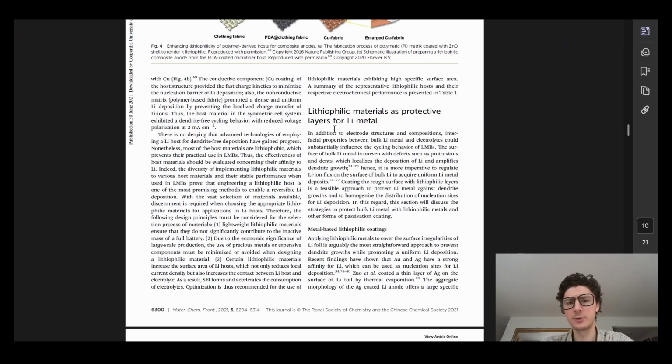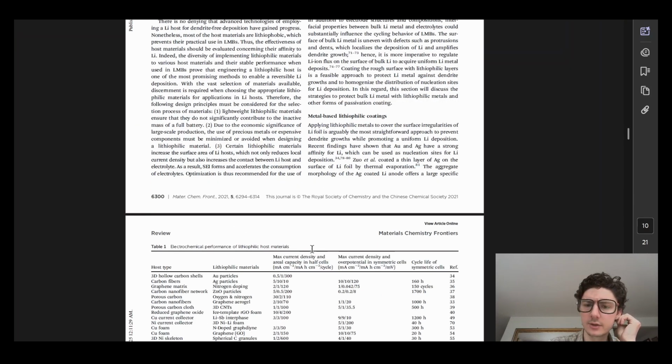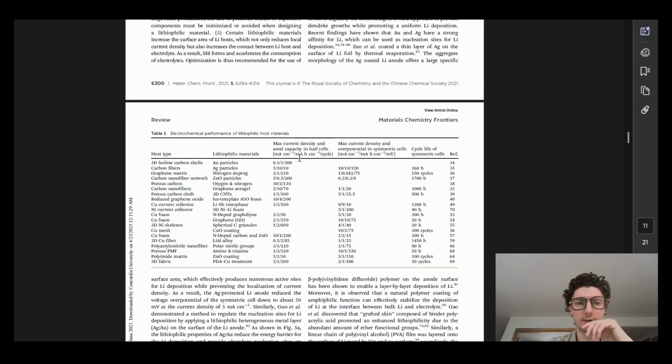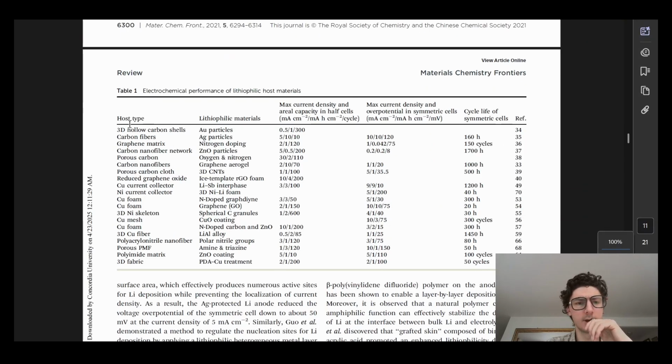Lithophilic materials as protective layers for lithium metal. Metal-based lithophilic coatings. Aha! Check this out. An interesting table. Let's take a look at this table actually. Electrochemical performance of lithophilic host materials. Host type: hollow carbon shells, carbon fibers, graphene matrix.